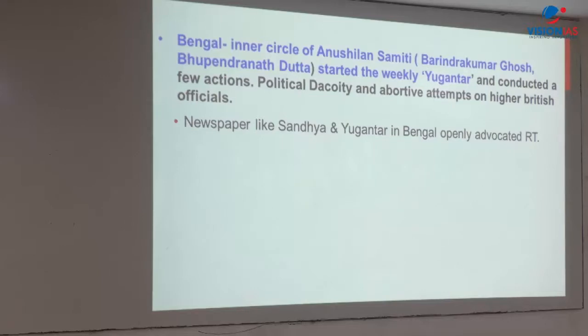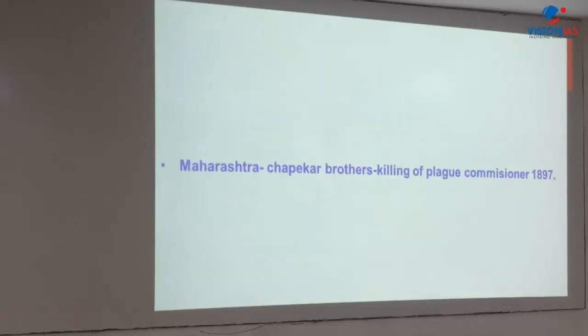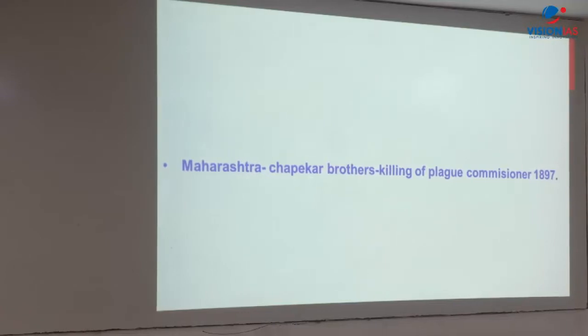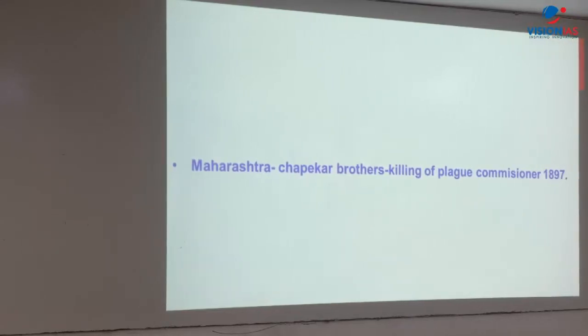Also, apart from this, in Maharashtra, for example, there were the Chapekar brothers who were responsible for the killing of the plague commissioner at that point of time, in 1897. This is not related to the partition of Bengal, but this is one of the most important militant activities that happened in the 1890s.